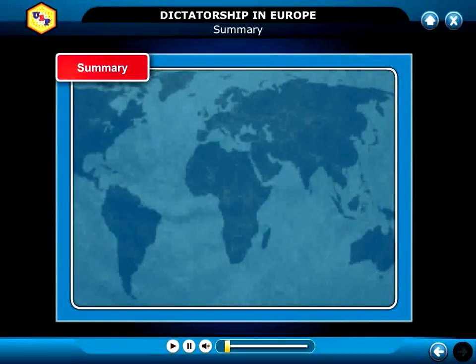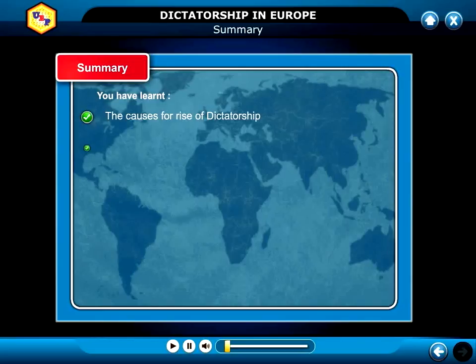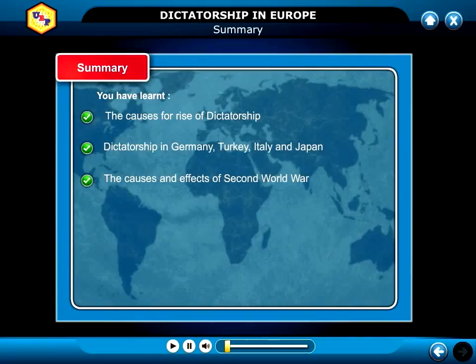Summary. You have learnt the causes of the rise of dictatorship, dictatorship in Germany, Turkey, Italy and Japan, and the causes and effects of the Second World War.